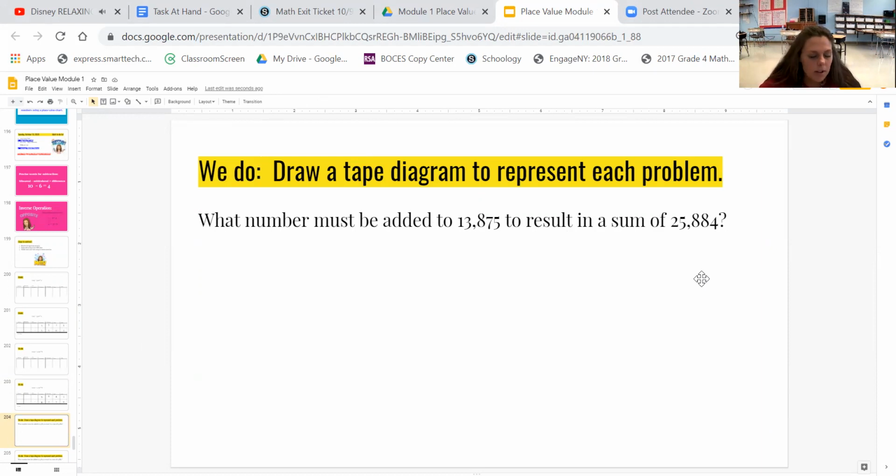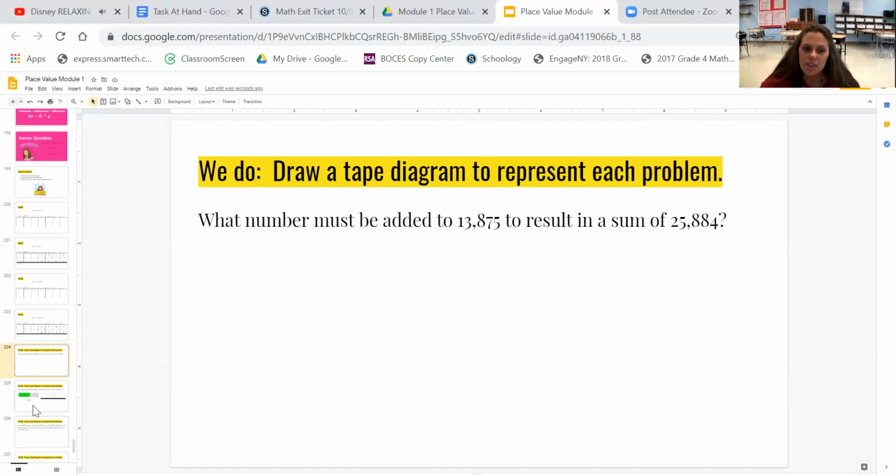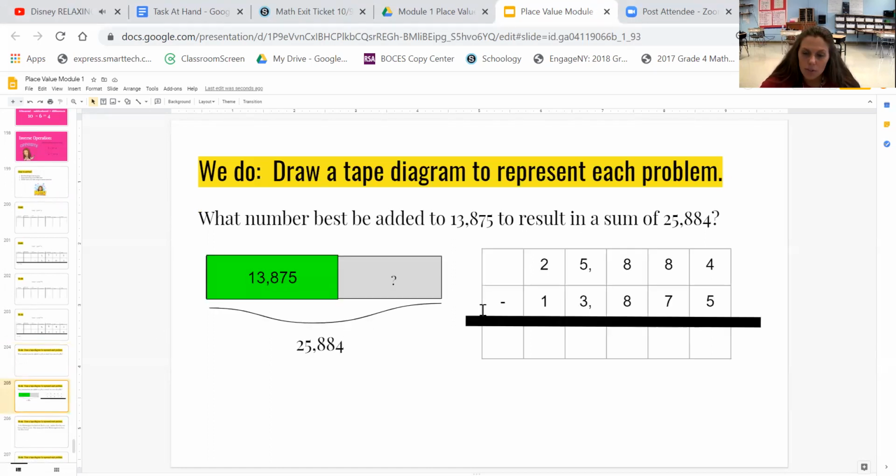So I'm a little confused because I'm seeing adding and sum. So if I'm adding and sum, I thought Mrs. Andrews said we're subtracting. So let me break this down for you. Total, the sum was this entire thing.